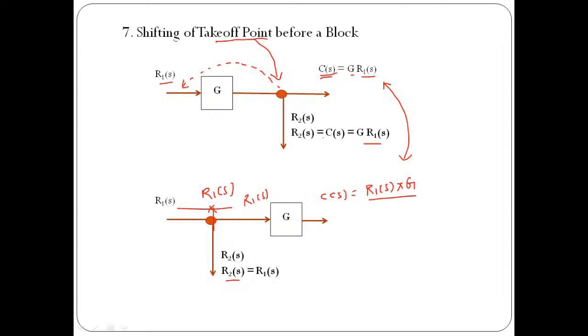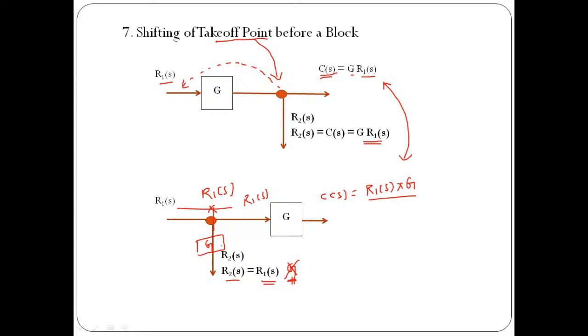But if you see the value of the feedback signal, in the previous case we were getting the feedback signal value as G times R1 of S. Now here we are going to get only R1 of S. That means the factor G is missing over here. So in order to match the output as well as the intermediate output before and after applying the rule, in this case we need to add a block of gain exactly equal to G. That is important. I hope this point is clear to everyone.